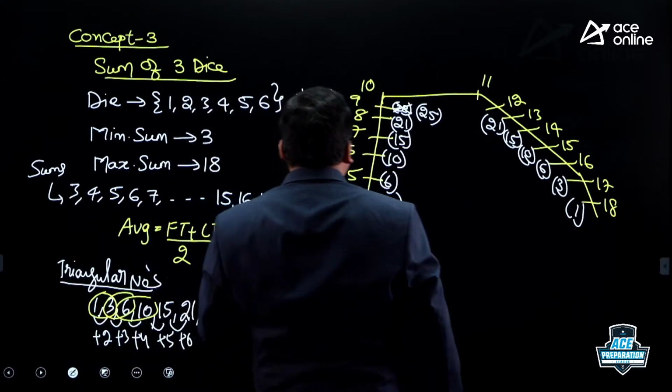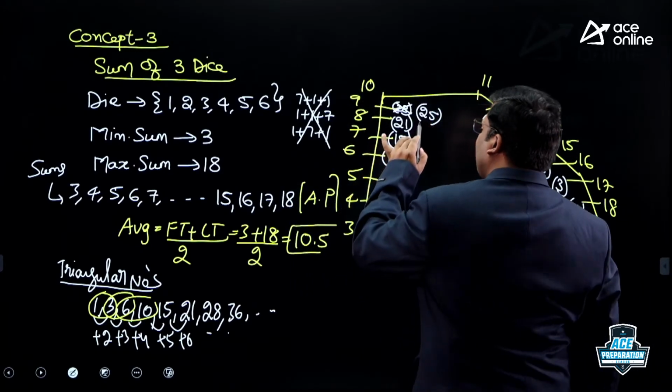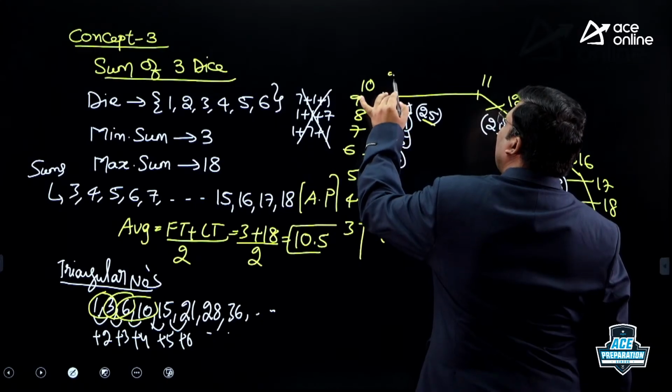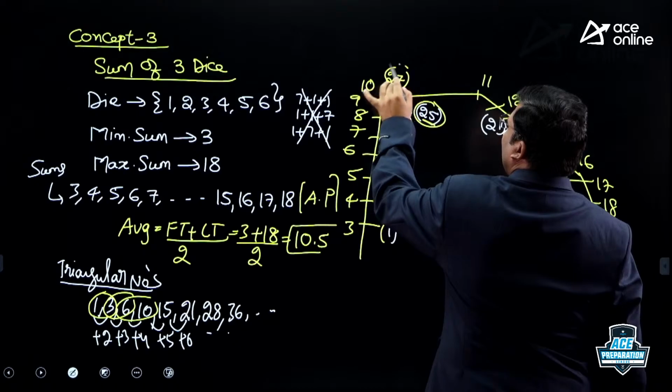So it is 25. After 21, what is the perfect square? 25. After 21, what is the perfect cube? 27. You can remember it like this.